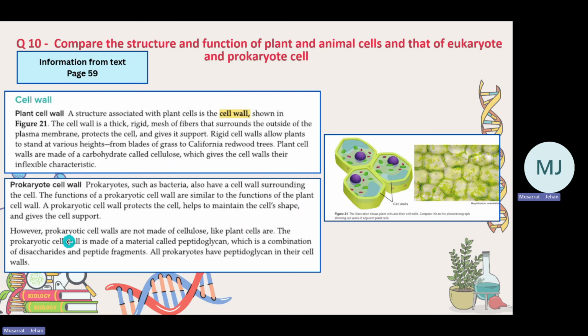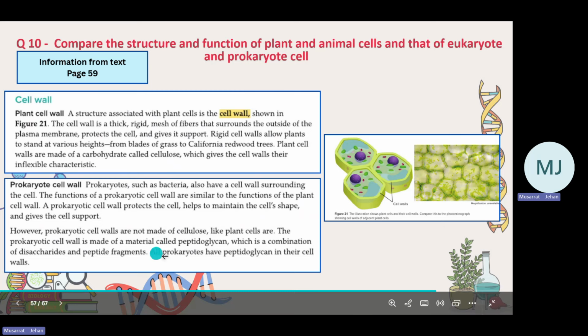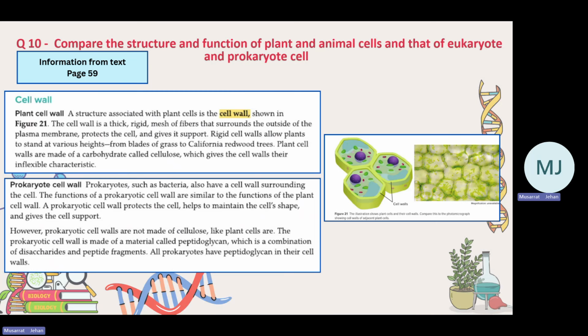However, they are different because prokaryotic cell walls are not made of cellulose like plant cells. They are made up of another material called peptidoglycan, a combination of peptide and disaccharide fragments. So all prokaryotes have peptidoglycan in their cell walls, and plant cells have cellulose in their cell walls.